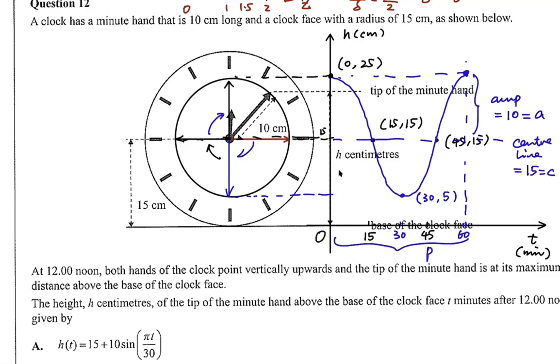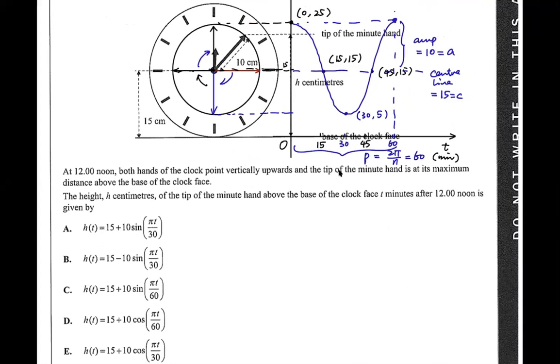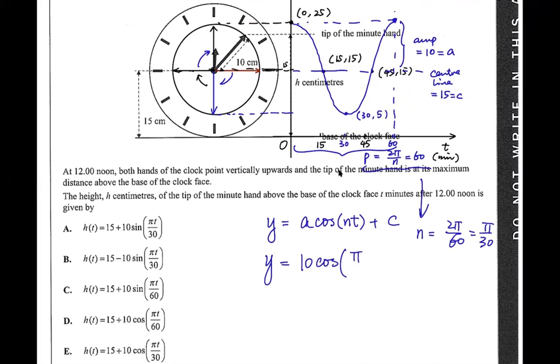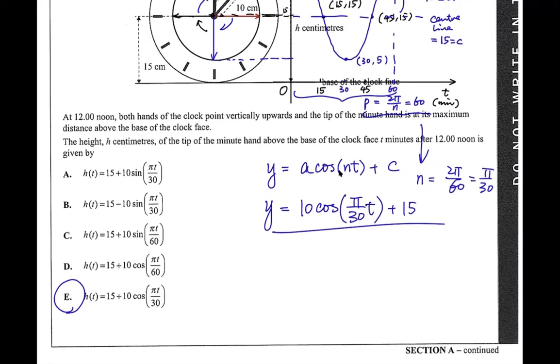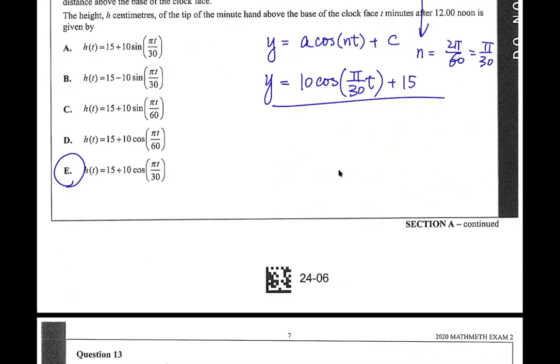The period equals 2 pi over n, which is 60. So let's use y equals a cosine nt plus c. From this one, my n value is 2 pi over 60, which is pi over 30. My a value is 10, so y equals 10 cosine pi over 30 t plus 15, okay? Looks like option E. Moving on.